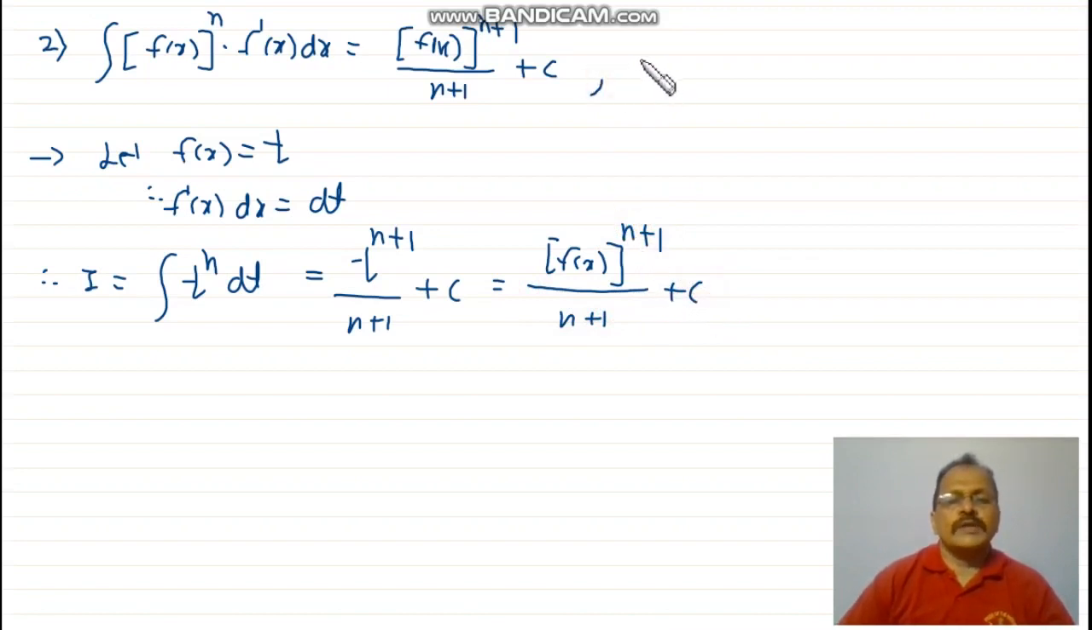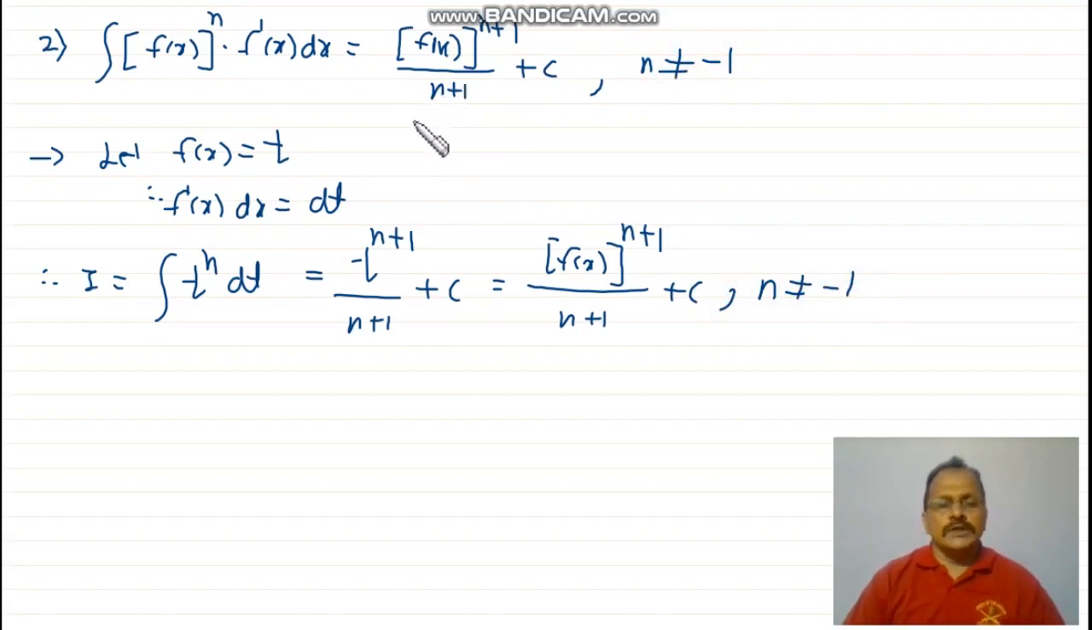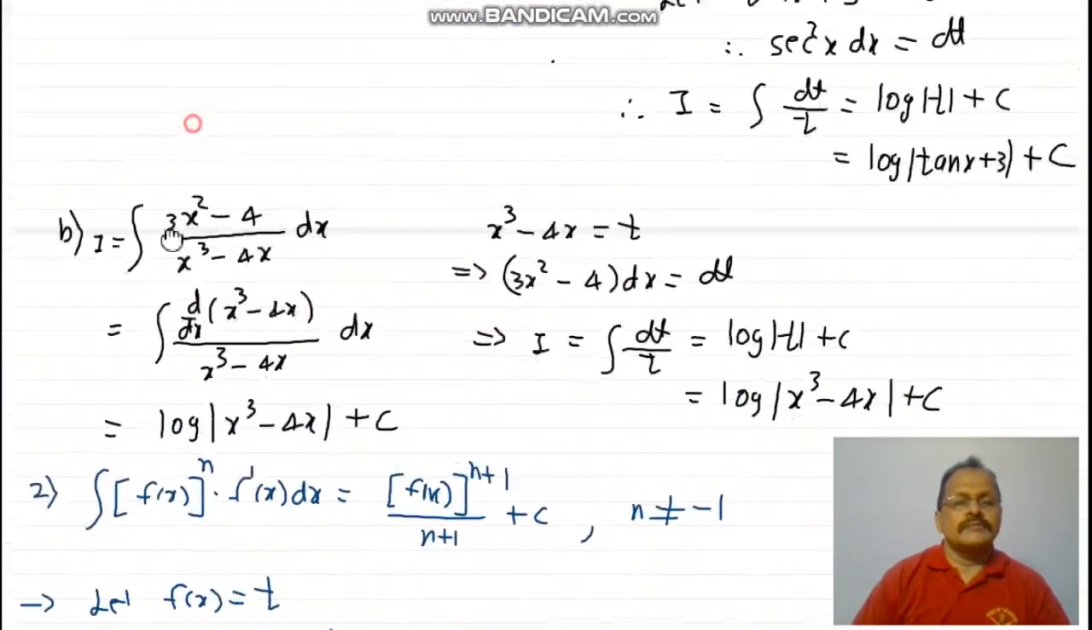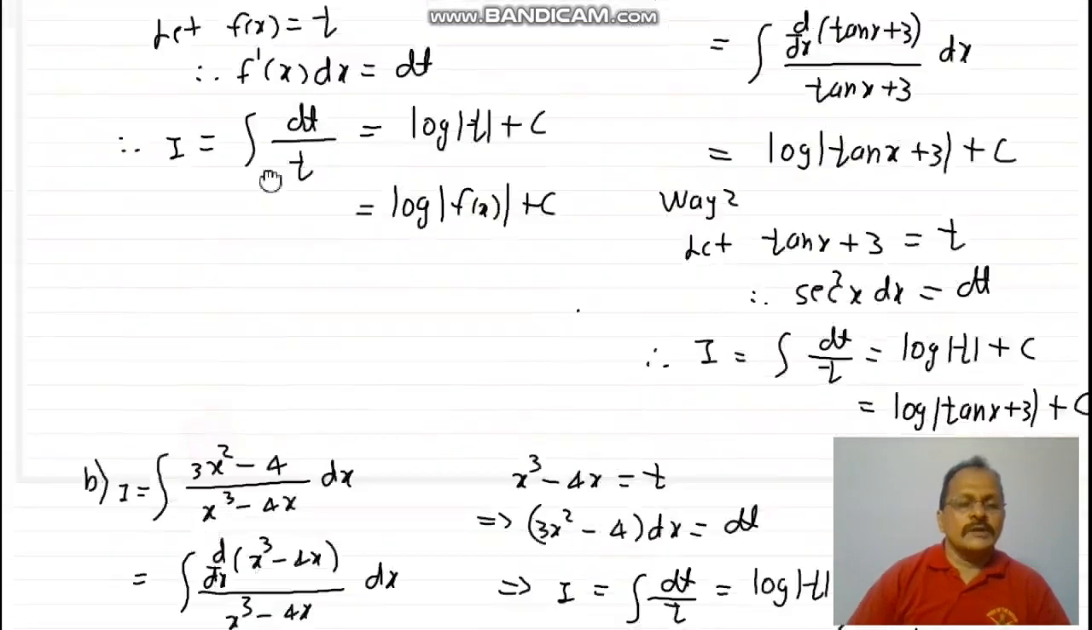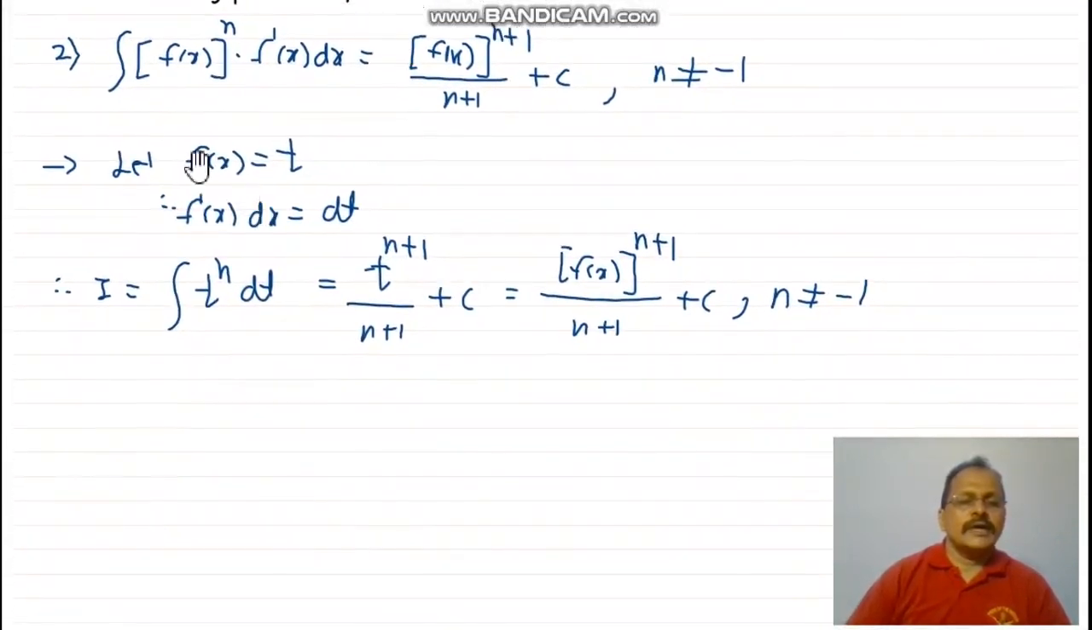Here we must put one condition, n not equal to minus 1, because if n is equal to minus 1, then we get denominator equal to 0, which is not possible in mathematics. And when n is equal to minus 1, what to do we have already seen over here. Here n is equal to minus 1, this case is in the first corollary, and in this second corollary directly this f(x) raised to n formula.